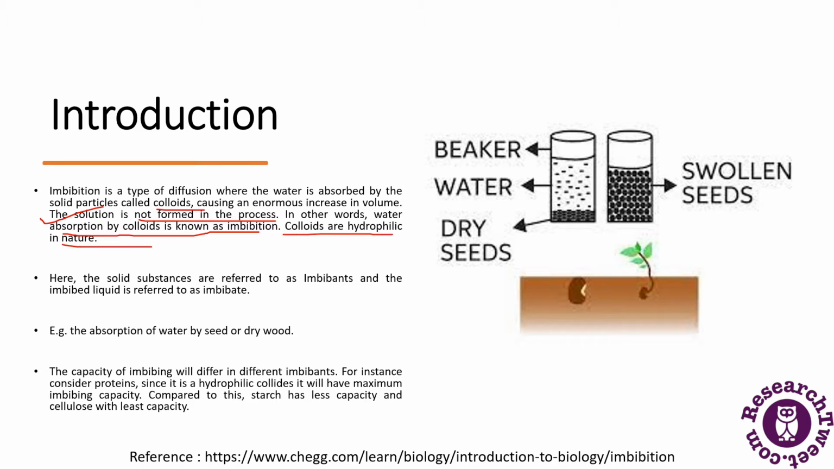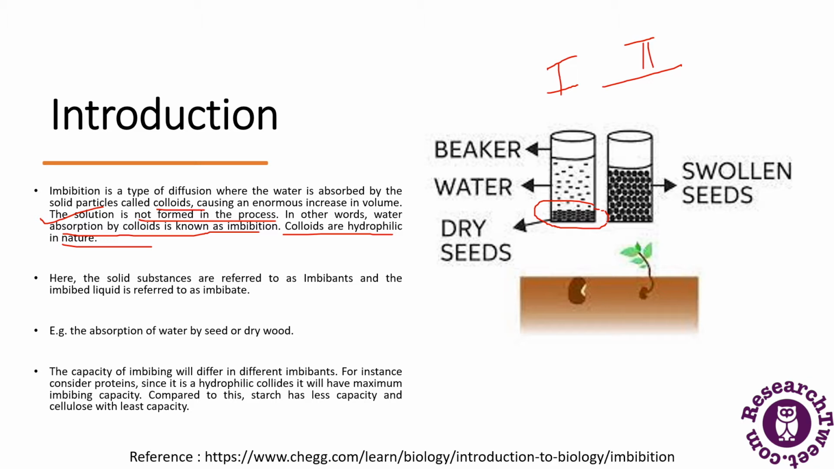So in this particular diagram, what is shown is that there are dry seeds. We have taken two beakers. First is beaker 1 and the second one is beaker 2. In the first beaker, there are dry seeds, water and the beaker. We have soaked these seeds in the water for a long time, and the next day or after some time, the seeds get swollen up.